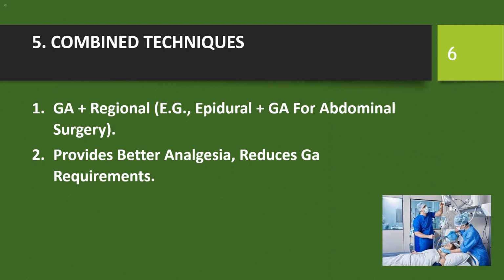5. Combined techniques. 1. GA plus regional. Combined techniques involve using general anesthesia with regional anesthesia, such as epidural anesthesia, to provide better pain relief and reduce general anesthesia requirements. 2. Provides better analgesia, reduces GA requirements. This approach can provide excellent pain relief and reduce the need for general anesthetic agents, minimizing side effects.